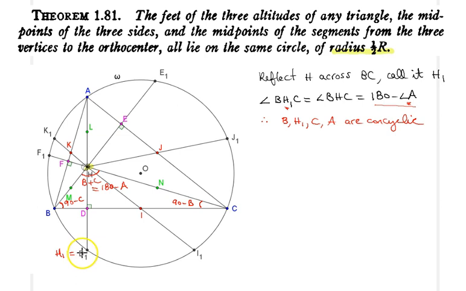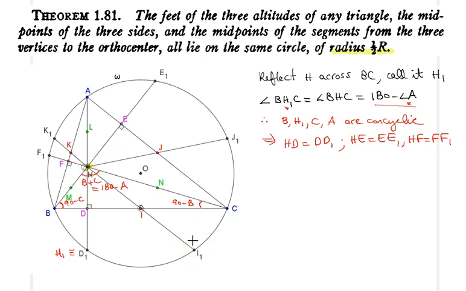So D1 is basically the reflection of H across BC, and as such it implies also that HD is equal to DD1. And similarly you can also establish that HE is equal to EE1 and HF is equal to FF1. Now all that is remaining is to show that really point I is the midpoint of HI1.